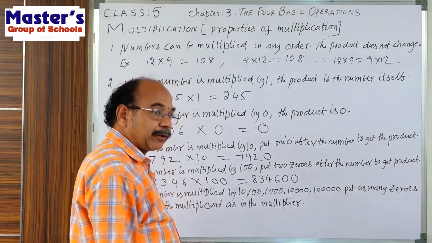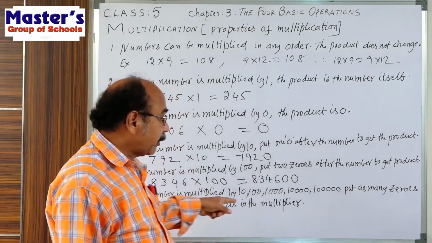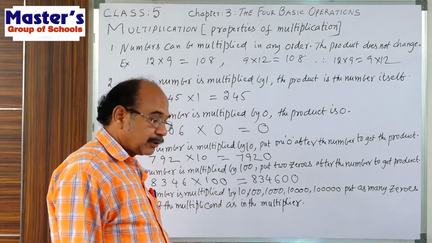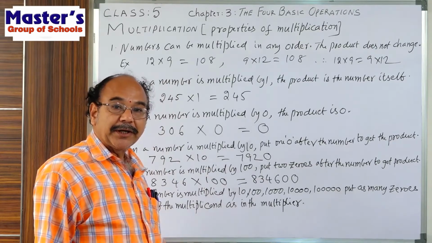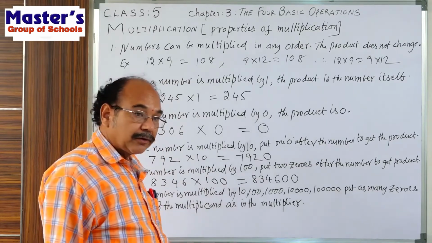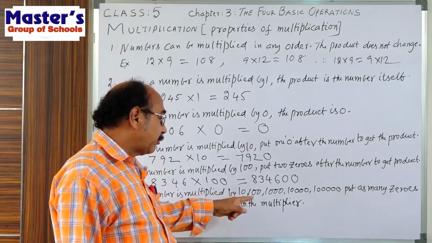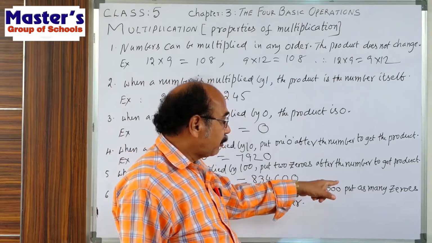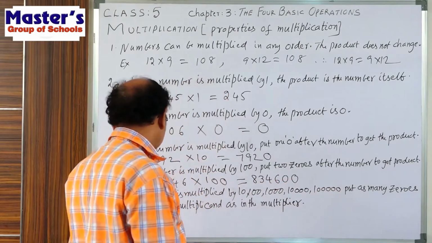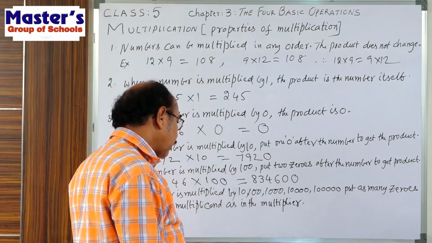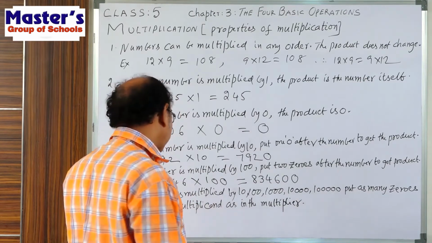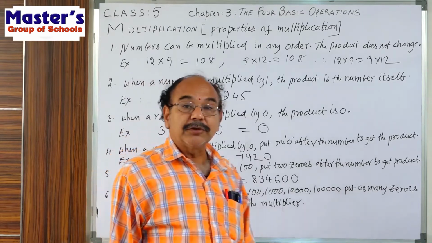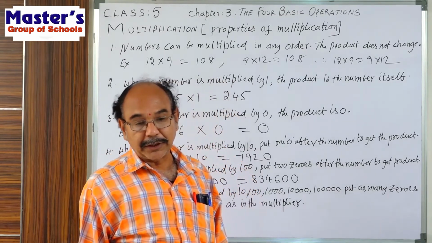Now come to sixth point. Now this statement is generalized. From all these examples, generally he mentioned a point in the sixth problem. What is that? When a number is multiplied by 10, 100, 1000, 10,000, lakhs, etc., put as many zeros at the end of the multiplicand as in the multiplier. If you multiply with 1000, then we keep 3 zeros after the number to get the product.